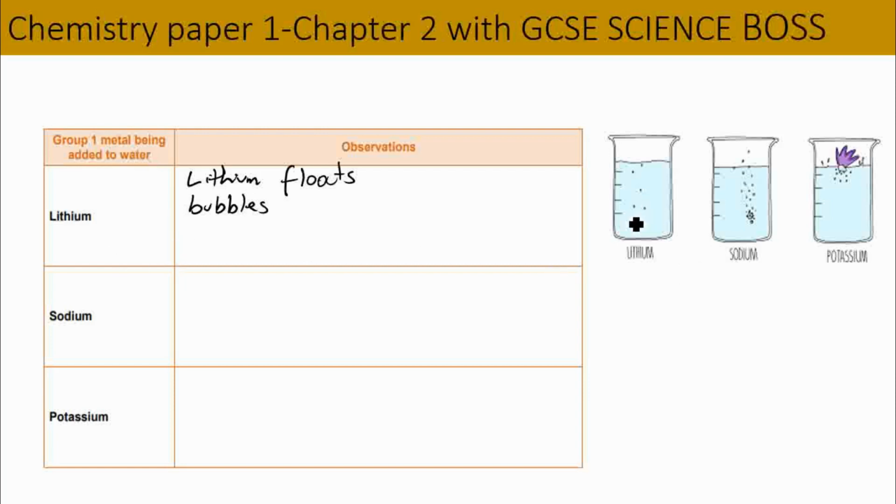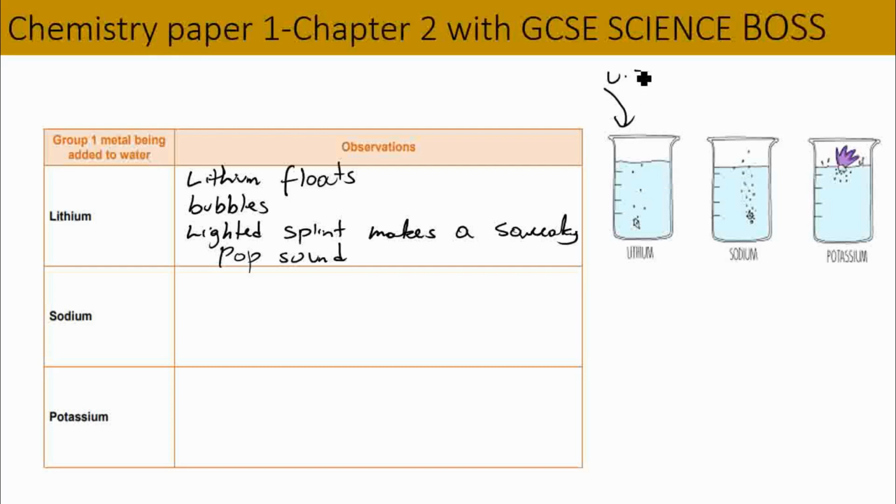Also, we could test the gas. We could collect the bubbles and test the gas with a lighted splint. A lighted splint makes a squeaky pop sound, and that means that hydrogen is present. And also, if we add some universal indicator liquid, it becomes purple. So UI becomes purple.